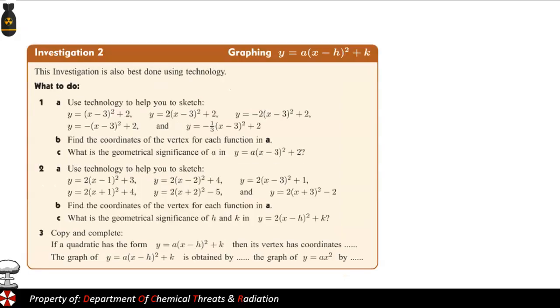Part 2, again we're using technology, doing a very similar thing. Part 2 is saying sketch these functions, which are all written in squared form rather than having two separate x-intercepts. What's the significance of a again? Repeating, find the coordinates of the vertex, and the significance of h and k. k is the plus something, h is the thing in the brackets, and then again finishing the statement.